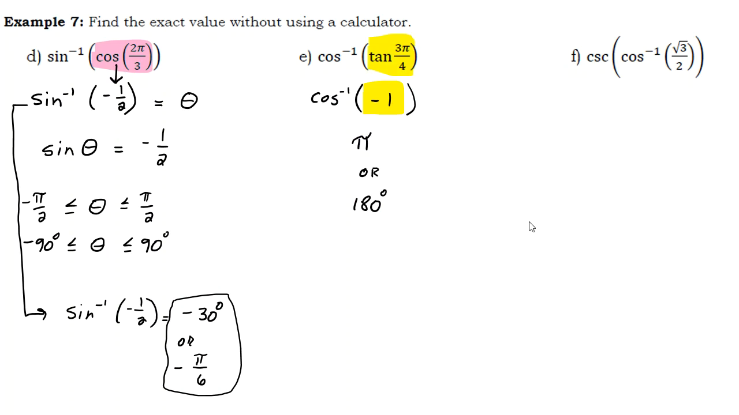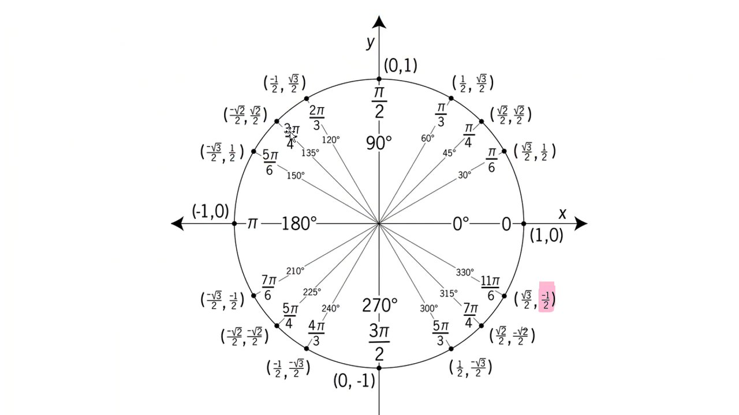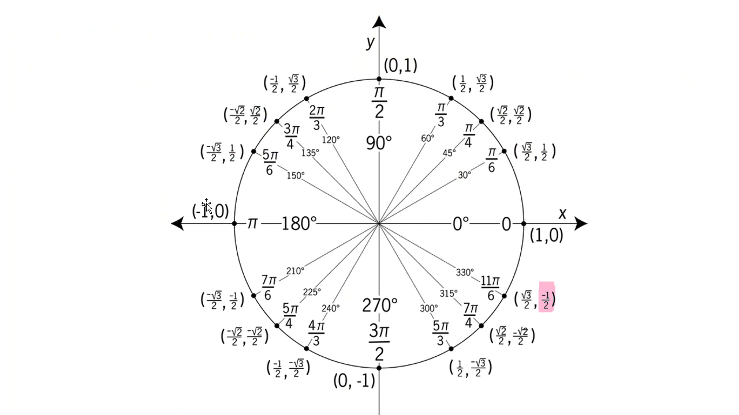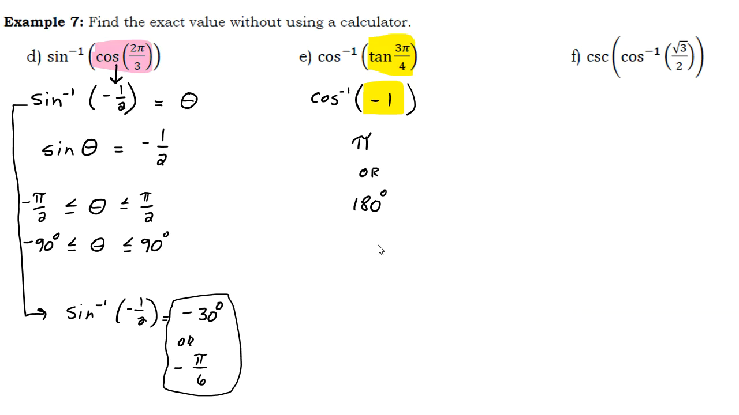All right, so the first thing we need to do is find the tangent of 3 pi over 4. So 3 pi over 4 is over here. Remember, the tangents of these 45-degree odd multiples are 1 or negative 1. And so in this case, because of the quadrant, it's negative 1. And then the inverse cosine of negative 1, inverse cosine needs to be between 0 and 180, and so the inverse cosine of negative 1 is pi, or 180 degrees. So that's our answer.